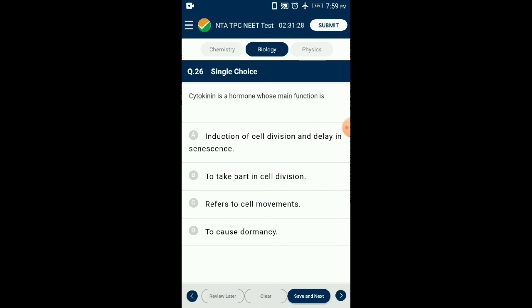Question number 26. Cytokinin is a hormone whose main function is. Cytokinins are the class of plant growth regulators which primarily promotes cell division in plants. G. Haberlandt in the year of 1913 first detected the presence of cell dividing substances in cells of plants. So the answer for this question is option A, induction of cell divisions and delay in senescence.